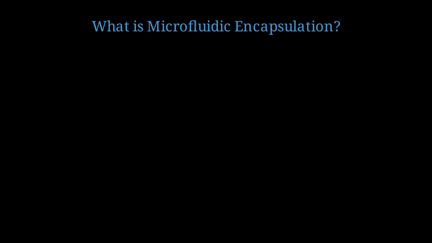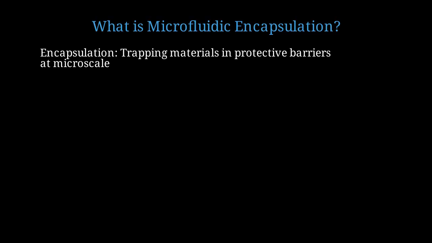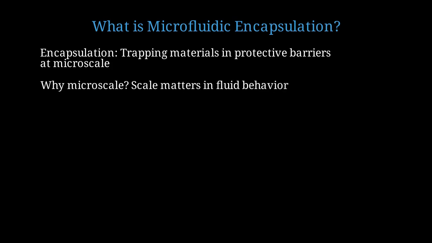This is the process of wrapping or surrounding a material, whether it's a cell, a drug, or a chemical reagent, inside a protective shell or droplet at the microscale level. Encapsulation refers to the act of trapping materials within protective barriers, typically ranging from 1 micrometer to several hundred micrometers in diameter. But why do we focus on the microscale?